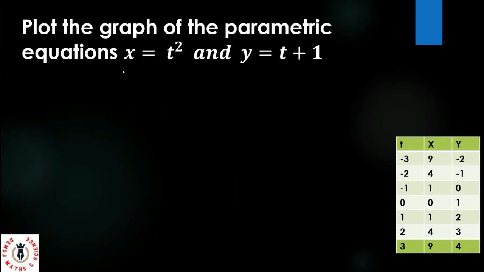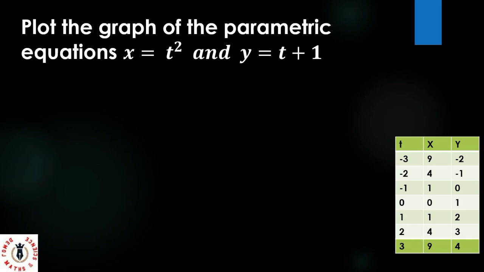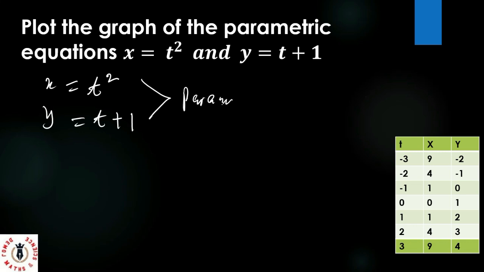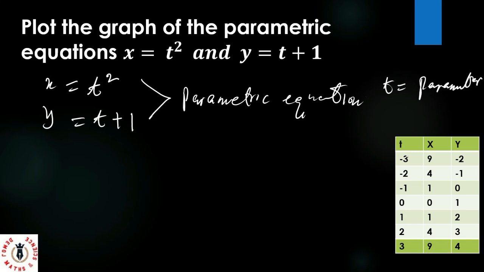My example wants me to draw the graph of this parametric equation: x equals t squared and y equals t plus 1. Like I rightfully explained, both of these equations are referred to as parametric equations, and my t is referred to as the parameter. Now, for the table, here is the final result, but I'll explain how I come across each of the elements of this table.